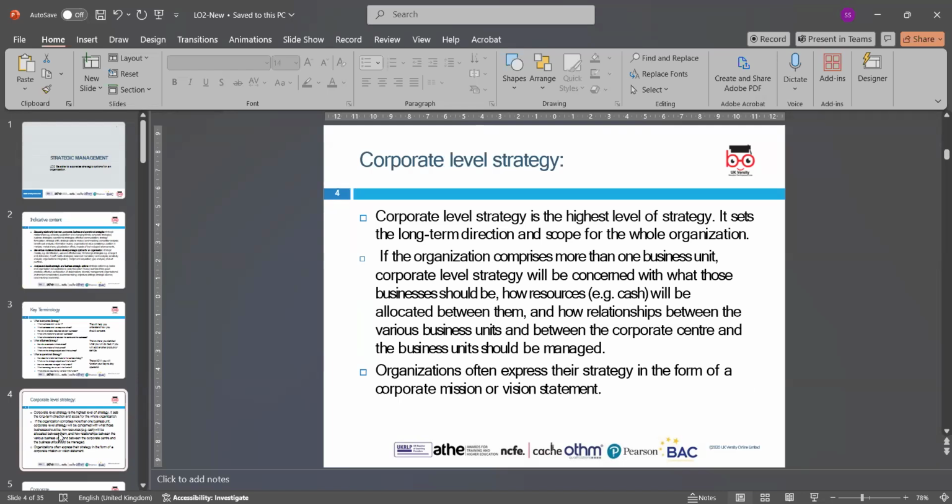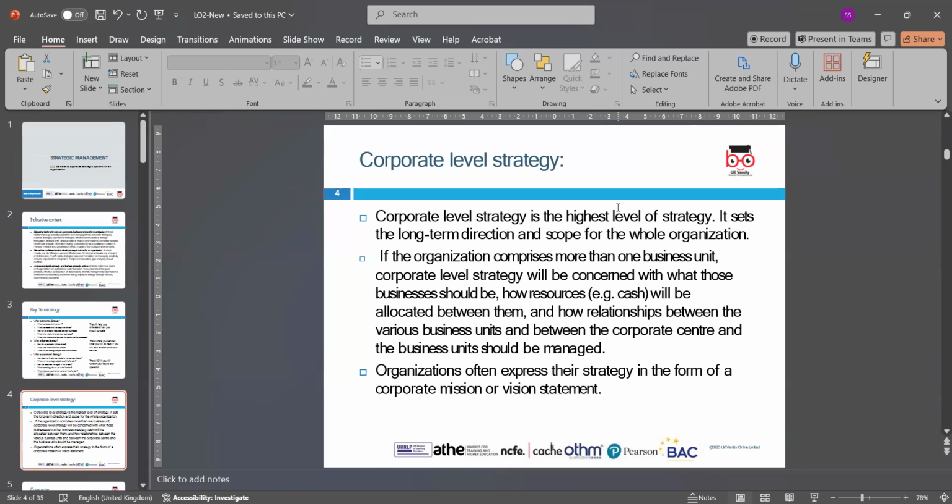Normally, there are three layers: corporate level, business level, and then there is a functional or department level. When we talk about the corporate level, as I told you already, it is on the top level, higher management level, executive level. So you make a strategy on the top level. Basically, this gives you the long-term direction for the whole organization, and it decides the scope of the whole organization. Scope means what kind of market you are going to get into. Anyway, we will cover the scope in the next slide.